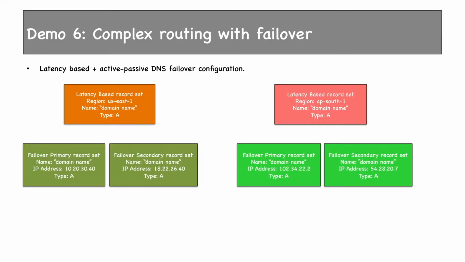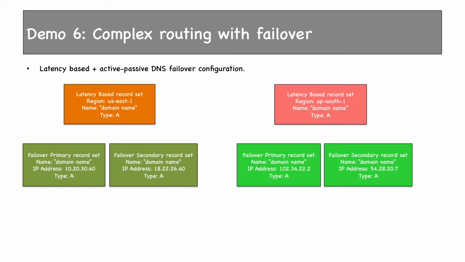This is the complex routing I was talking about. At the top layer, we'll have latency-based routing policy with our domain name aws-foundation.tk. The first EC2 instance would be in region US East 1 and the second one would be in AP South 1 Mumbai region. Each record set will correspond to additional record sets with active passive routing policies. That means this record set will actually point to another record set with the same domain name but different instances, and they will follow active passive routing policy or failover routing policy. Let's see the demo now.